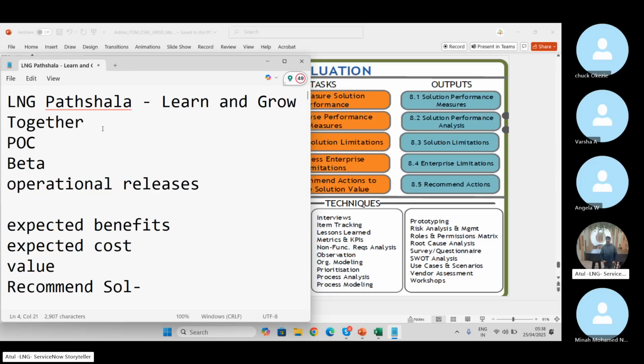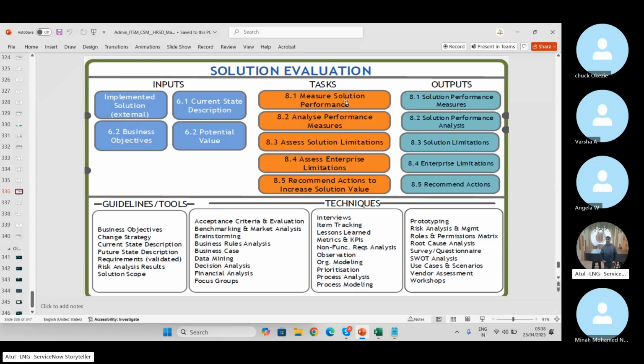So now in this, we are going to do the 5 things. Number 1, measure the solution performance. Then analyze that performance. Then assess the limitations. And then add the enterprise as well, which we discussed on the day 2nd, enterprise analysis. And then finally, recommend action and increase the solution value. This is the last step where we say yes, let's go with this solution by evaluating the multiple things.